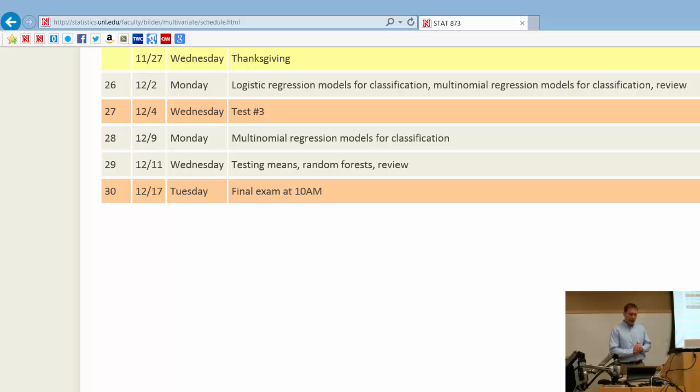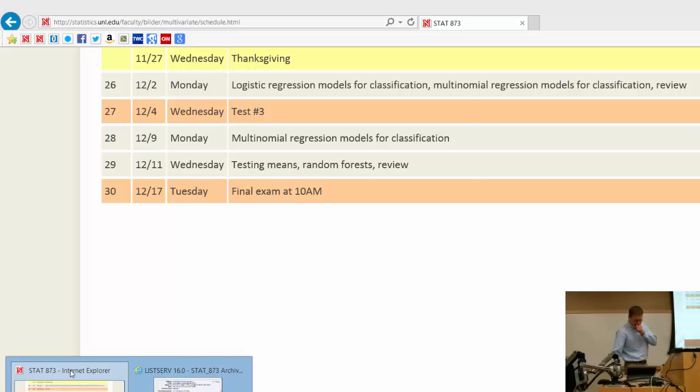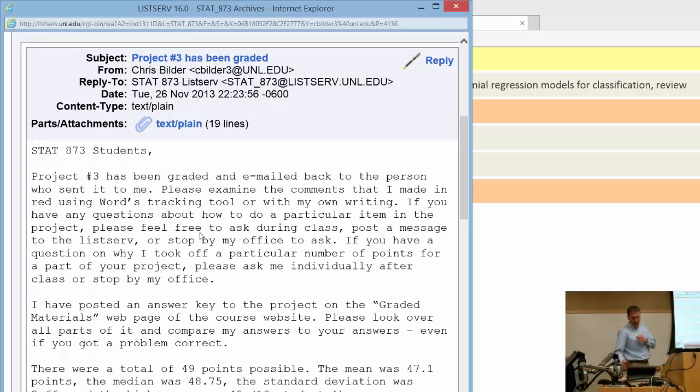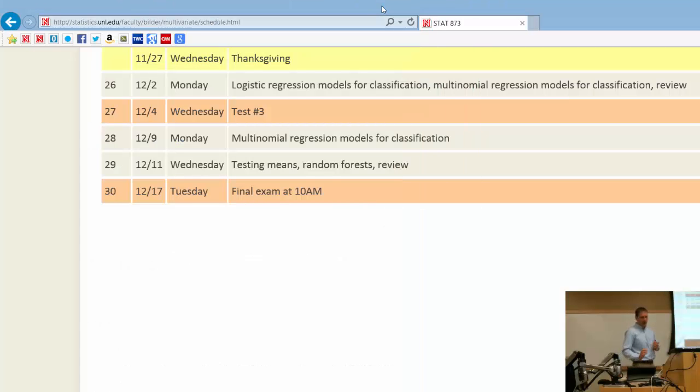So test number 3 is on Wednesday, so we will spend the last portion of class reviewing for the exam. All of you should have received your project number 3s back. As I said, they were quite good. Because I don't really have any further comments other than what was posted on the listserv, are there any questions about project number 3? Okay. Are there any questions overall before we get going here?